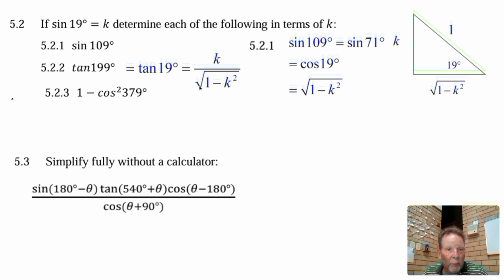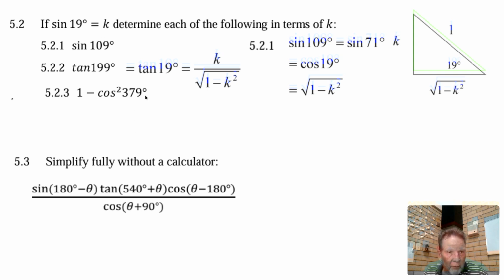The tangent of 199 degrees. Well, first you have to reduce it. It's 19 degrees past 180, and the reference angle is 19 degrees. But in that third quadrant, where 199 degrees is, the tangent's positive. So it's the same as the tangent of 19 degrees. Well, you go to 19 degrees, just look at your triangle, opposite over adjacent, k over root 1 minus k squared. Done. All done. No problem.